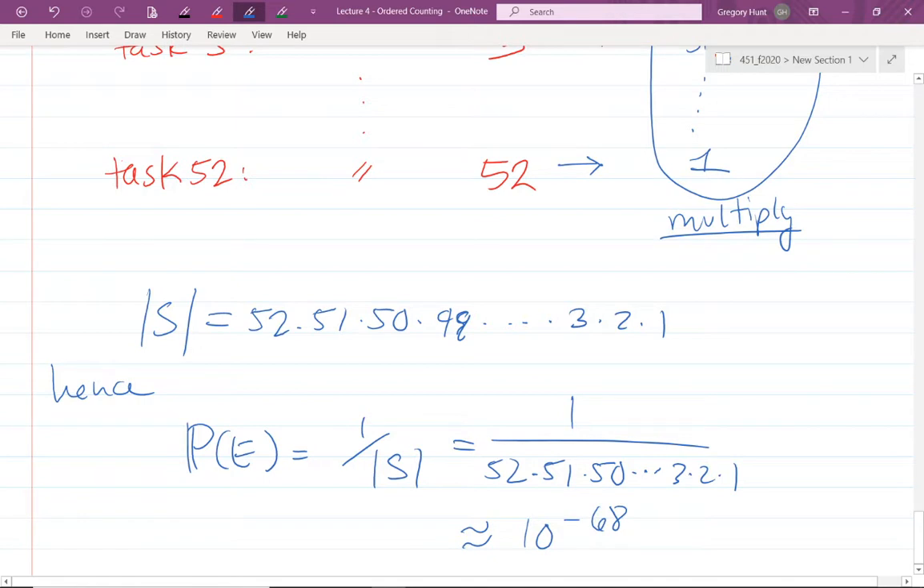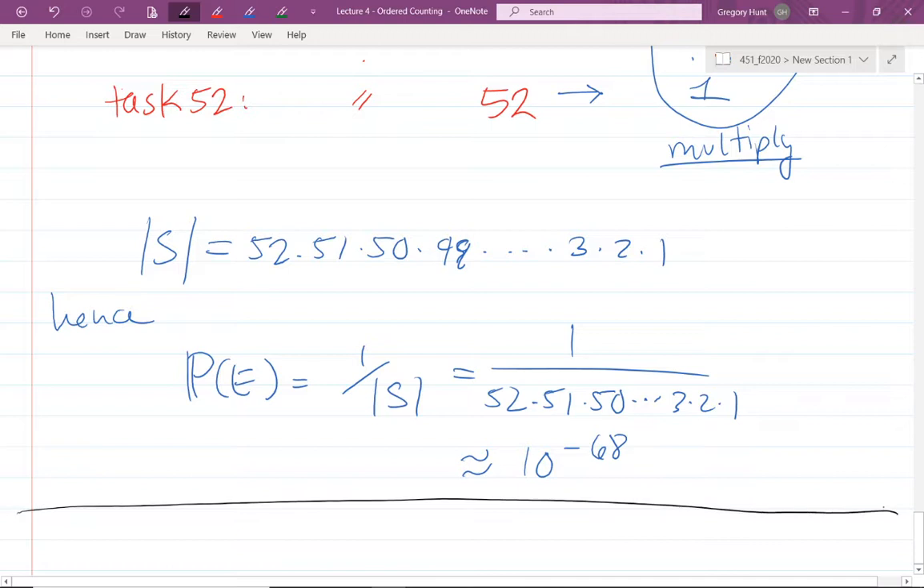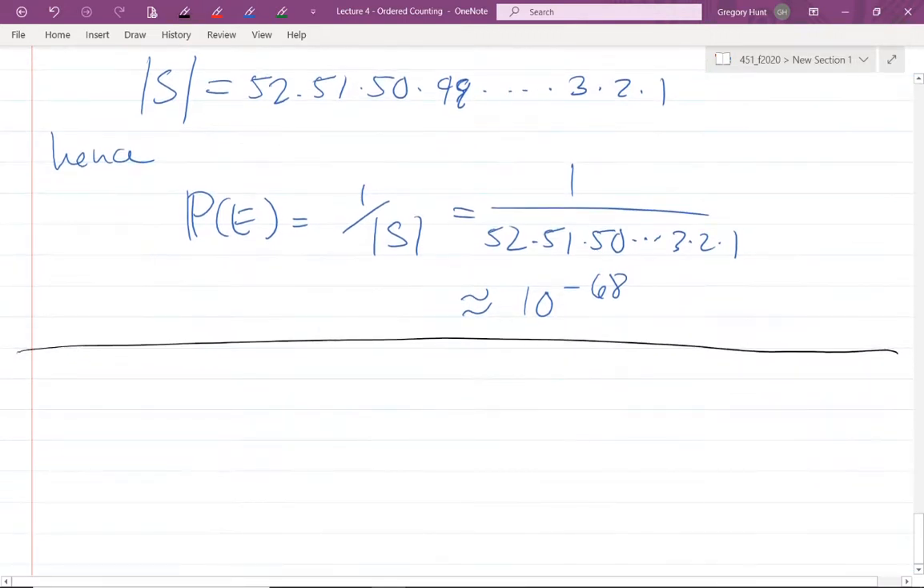And as we know, I've shuffled a lot of cards in my life. I've never seen them come back in perfect order. Very, very small probability. So that's a nice probability example. It also leads us to the definition of a very useful concept called factorial, which probably you've seen before.